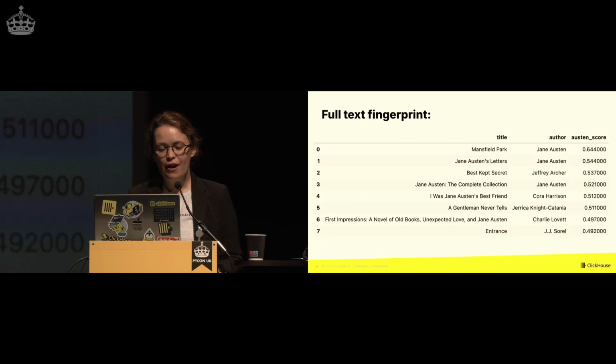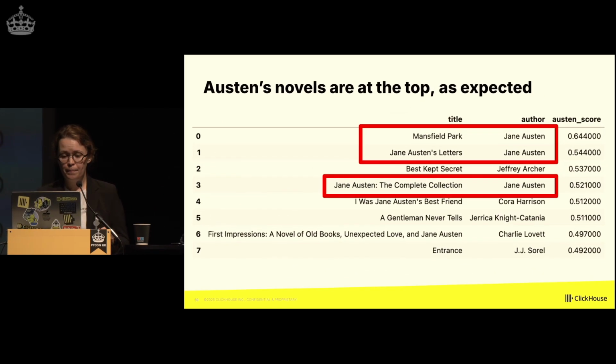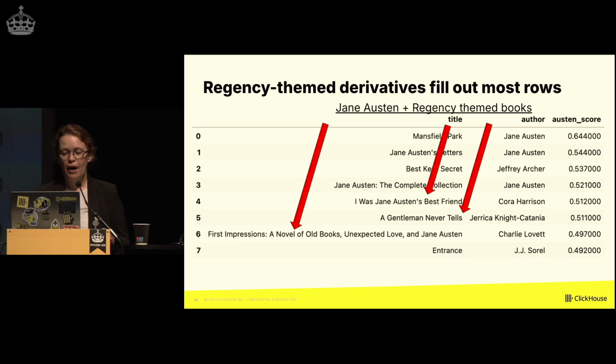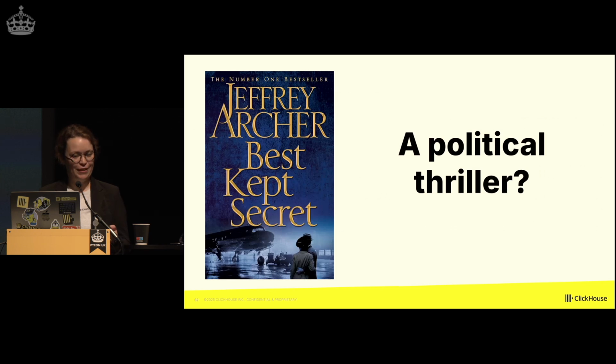So I started off by getting the top few works that were matching the Austen fingerprint, the full text fingerprint. And it was pretty good, expected at first glance. We see the original novels at the top. We also see some other Regency-themed books throughout. But what is this in third place? So unexpected. It is a political thriller? Where are we getting this?